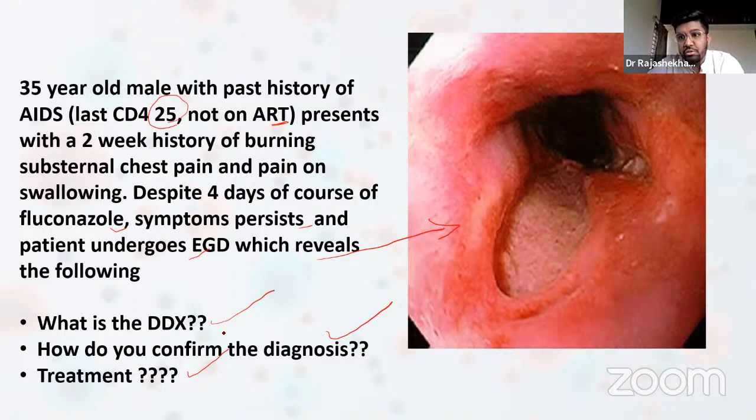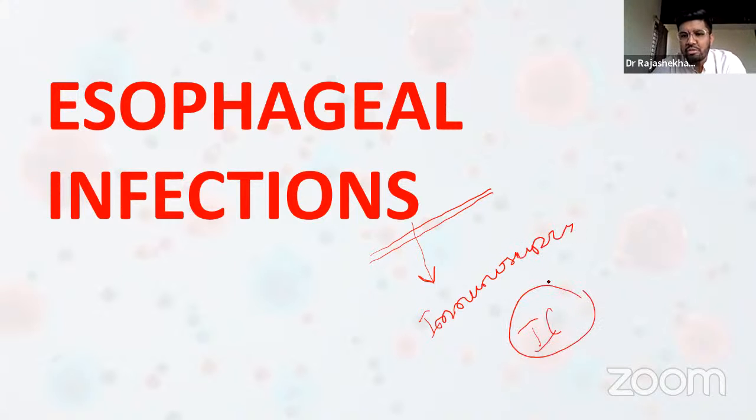These kinds of questions do appear in all kinds of entrance exams, especially AIIMS. The endoscopy pictures are invariably given along with the question, so you need to know how to go ahead with the differential diagnosis. Esophageal infections are very, very important, especially in a patient who is immunosuppressed. Although these infections are not common in immunocompetent patients, they are very, very common in immunosuppressed patients, particularly HIV patients. But it can occur in some immunocompetent patients also.